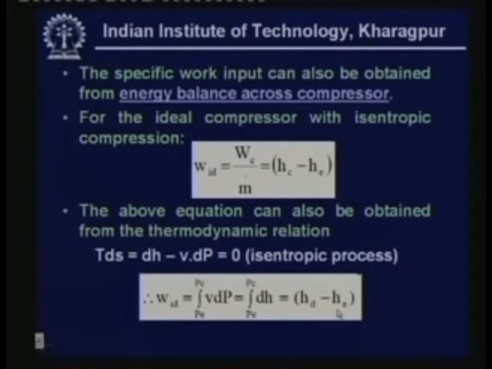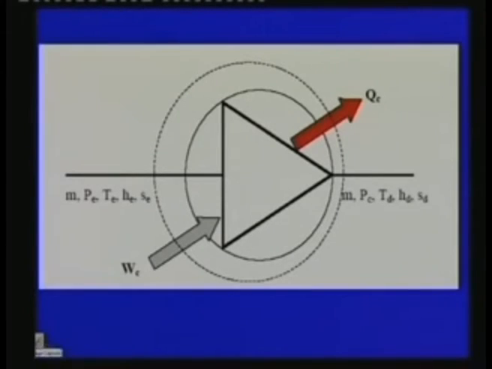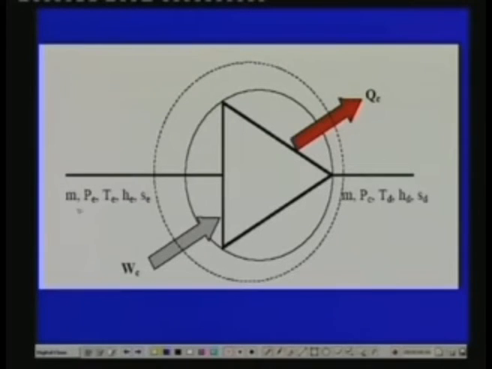The specific work input can also be obtained from energy balance across the compressor. What do you mean by energy balance? That means, let us say that this is the compressor and this is the inlet condition where m dot is the mass flow rate. Since we are assuming this to be a steady flow, inlet mass flow rate is the same as outlet mass flow rate, and these are the inlet conditions: inlet pressure PE, inlet temperature TE, inlet enthalpy HE, and inlet entropy SE, and outlet conditions: pressure PC, discharge temperature TD, discharge enthalpy HD, and discharge entropy SD.